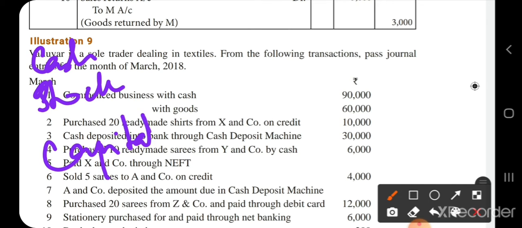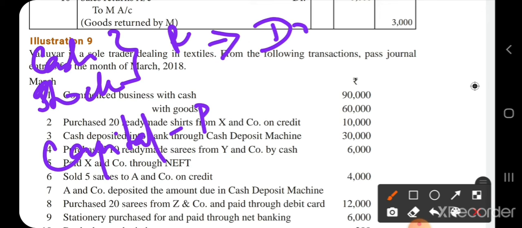Now cash and stock are real accounts and capital is a personal account. Now apply the rule for real account. What is the rule? Debit what comes in. So you should debit cash and stock because cash is coming into the business and stock is also coming into the business. Then for the personal account, what is the rule? Debit the receiver, credit the giver. Who is giving this capital to the business? Valluvar. So credit his capital account.